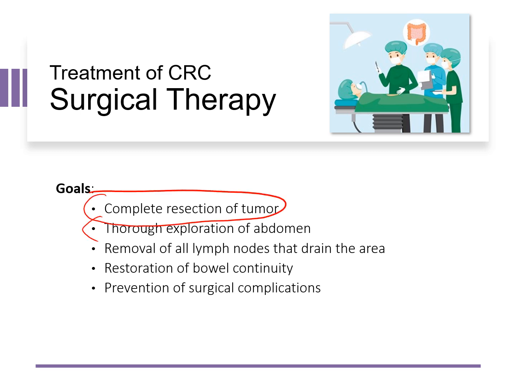We want to go through the abdomen. We want to make sure we remove all the lymph nodes that drain to the area, because remember, our lymphatic system, there is a high chance of metastasis if it is affected. And we also want to restore the bowel continuity. Remember, we're not only removing whatever's infected of the bowel, but the patient still needs to have some kind of functioning GI system. And then, of course, we want to prevent other surgical complications.